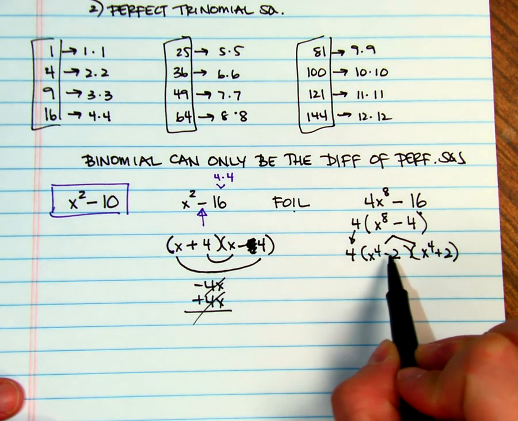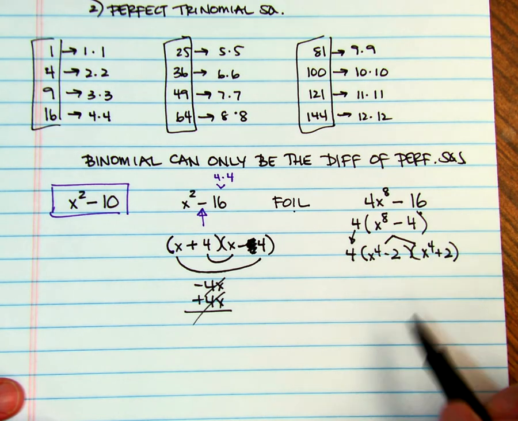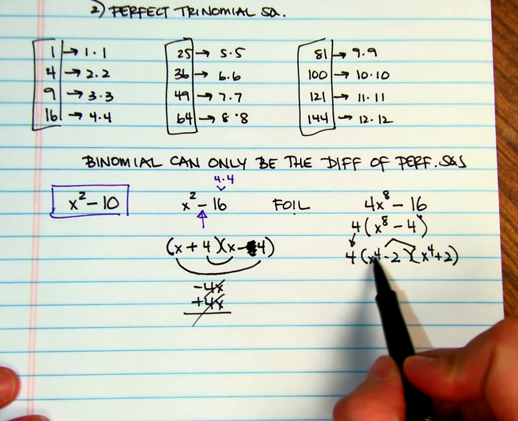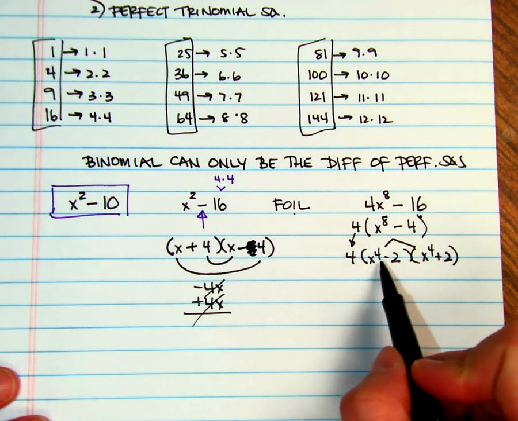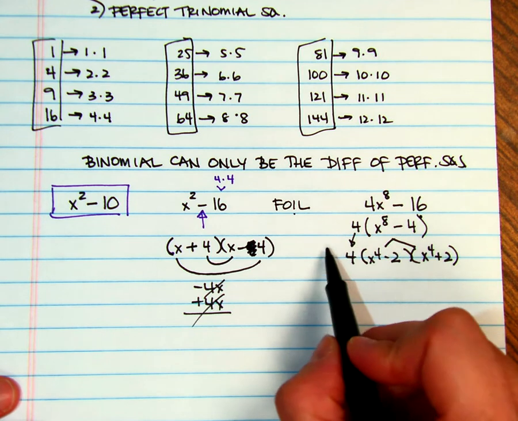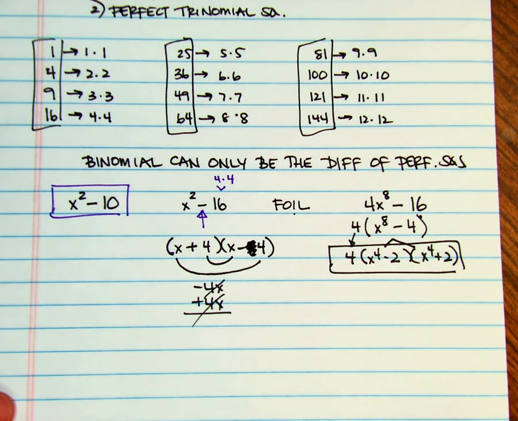Once you have a binomial, you have to check to see, is it possibly the difference of perfect squares? Again, can I simplify it or break it down even more? X to the fourth is a perfect square. It is the difference, but 2 is not a perfect square. Some of you are probably thinking 1 times 1, but that gives you 1. So this is my answer.